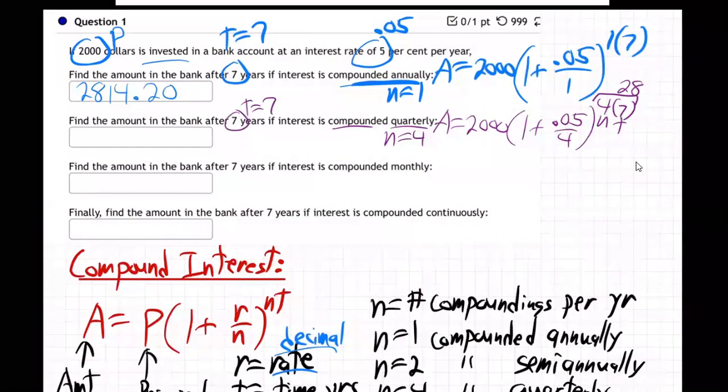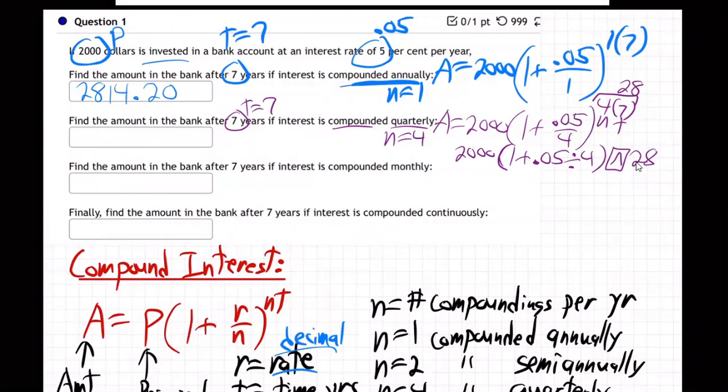So the power is 28. So 2,000 times 1 plus 0.05 divided by 4. So you need to figure out that power ahead of time. So when I type it into my calculator, I go 2,000, 1 plus 0.05 divided by 4 with parentheses, those parentheses I'm using. To the power, I use the up arrow on my calculator, but whatever your power button is, 28.